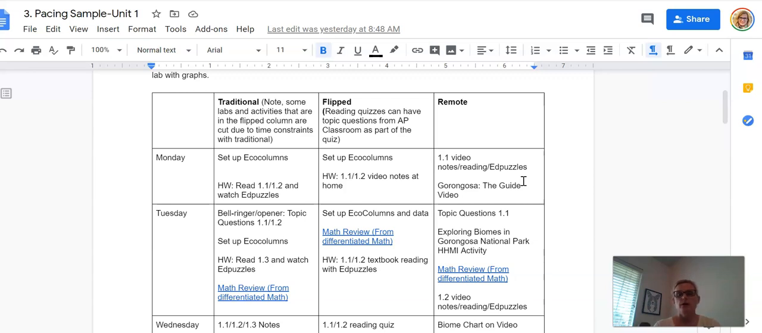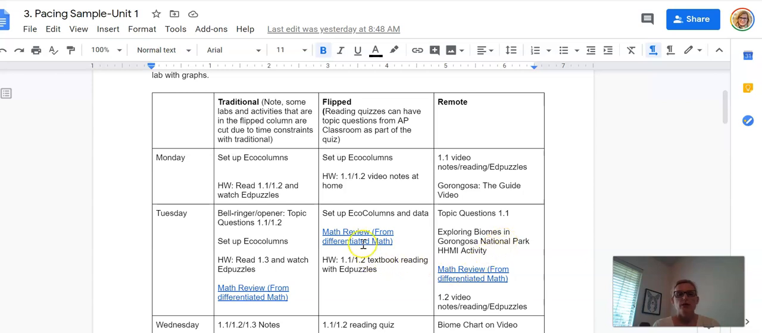So instead, I would focus on using the Gore and Gosa resources from HHMI. So their first day, they're going to watch the guide, which is that video, about a half an hour. And then notes are on video at home. You can make them read at home. You can have them do puzzles as well. And then the next activity is exploring Biome 1.